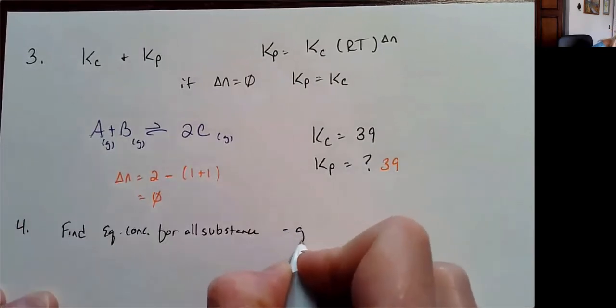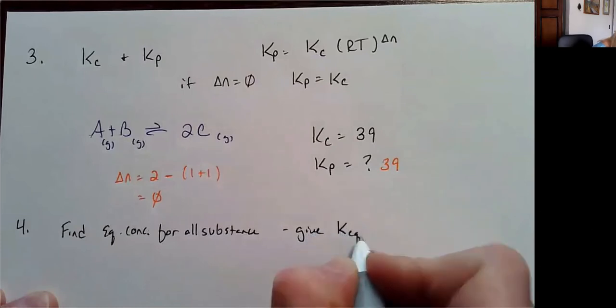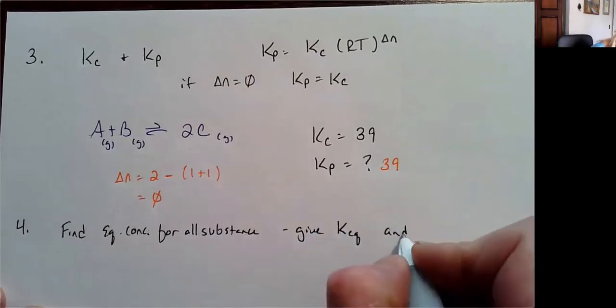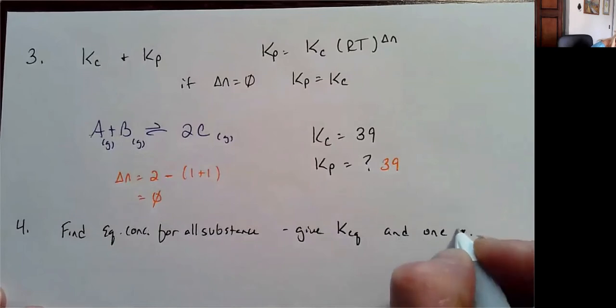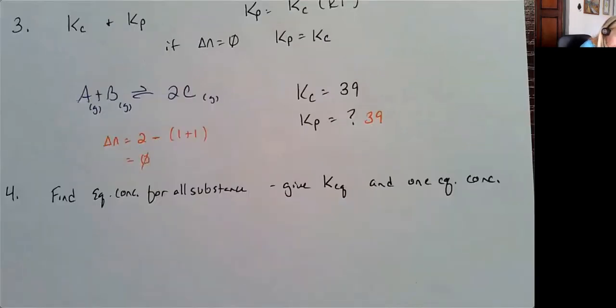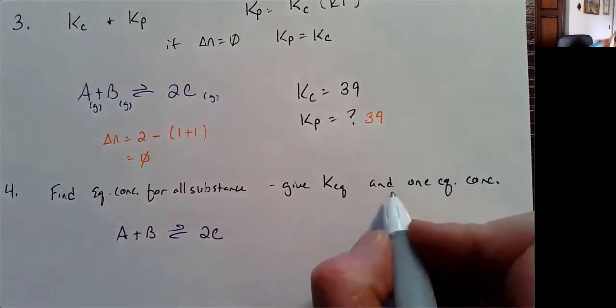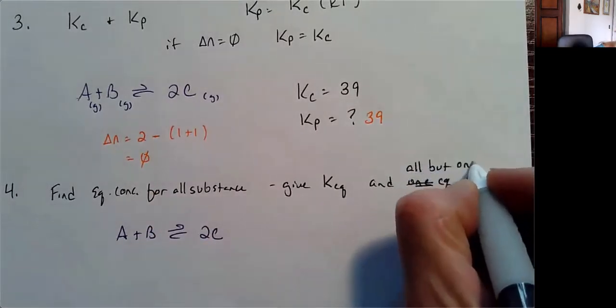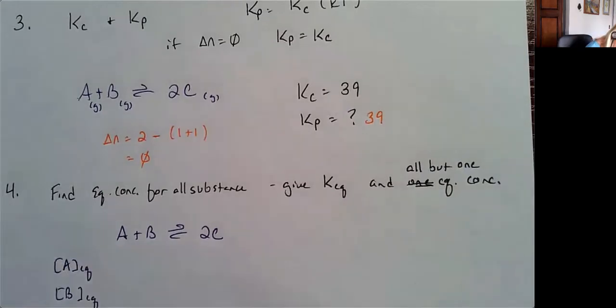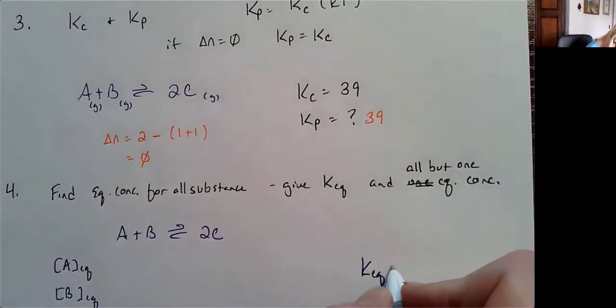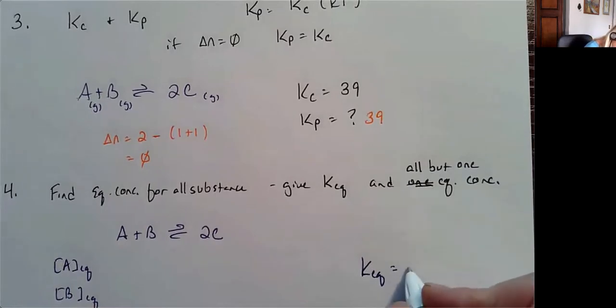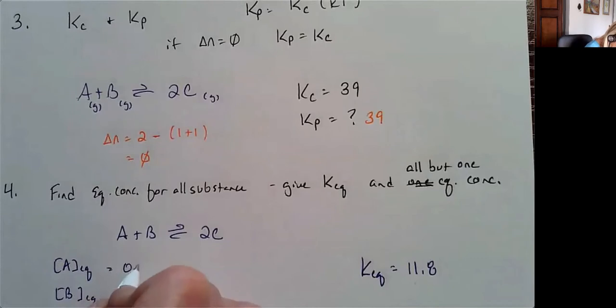All right, the fourth one is I want to find equilibrium concentrations. But now I'm given my equilibrium constant and all but one equilibrium concentration. So let's go back to our trusty A plus B to C. I'm going to be given a KEQ value, so here we'll say this is 11.8. This is 0.10 molar. This is 0.33 molar. And this I don't know.